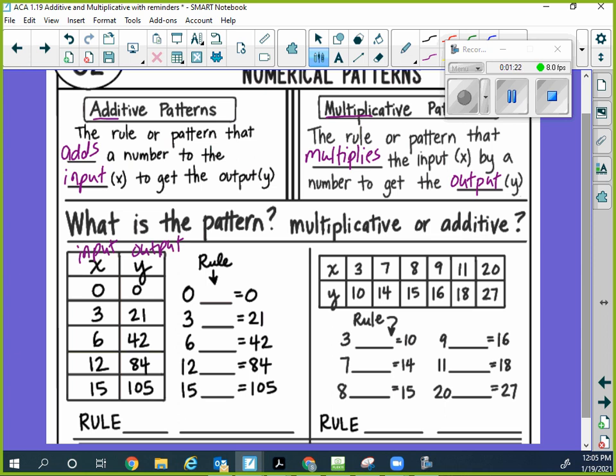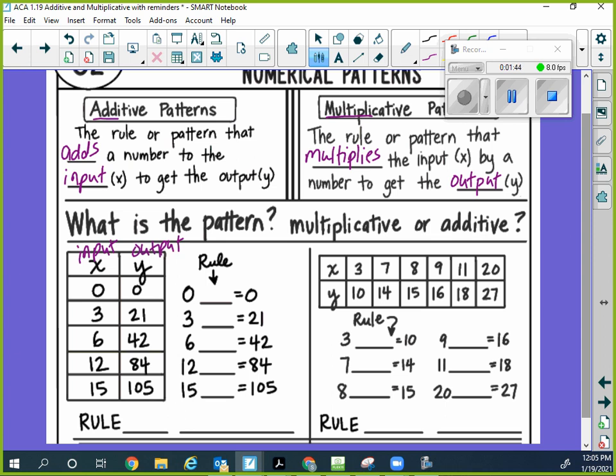Now, when you're trying to do this, looking at 0, 0, does that help you? Yes. No. Well, I hope you got no. It doesn't help you because you don't know what you did to 0 to get 0, right? We got to go somewhere else. Let's look at 3 to 21. What was it? Times 7.